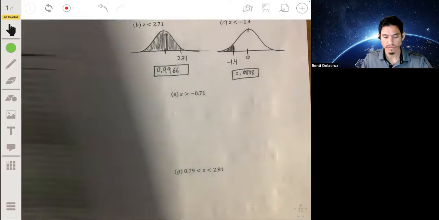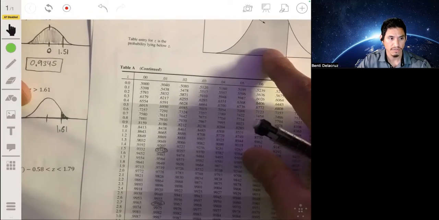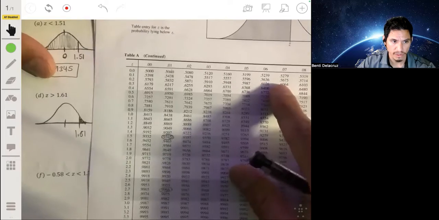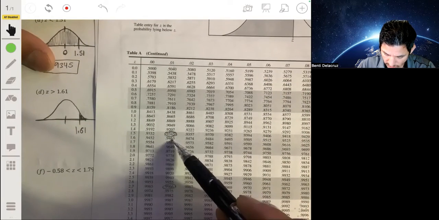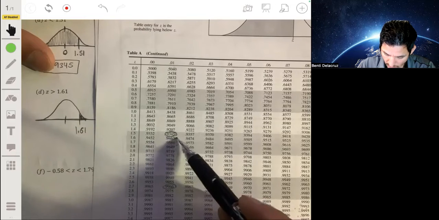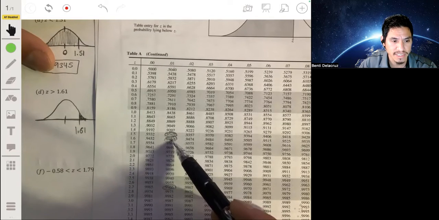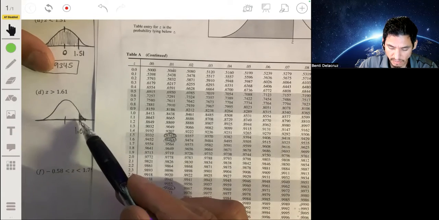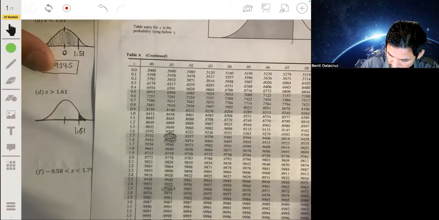Now, this table tells you the area to the left. So we want to find the area to the left of 1.61. We would go, on the positive side to 1.6, and 1.61 would be over here. But it's not going to be 0.9463 because that's the area to the left. That's this blank area here.